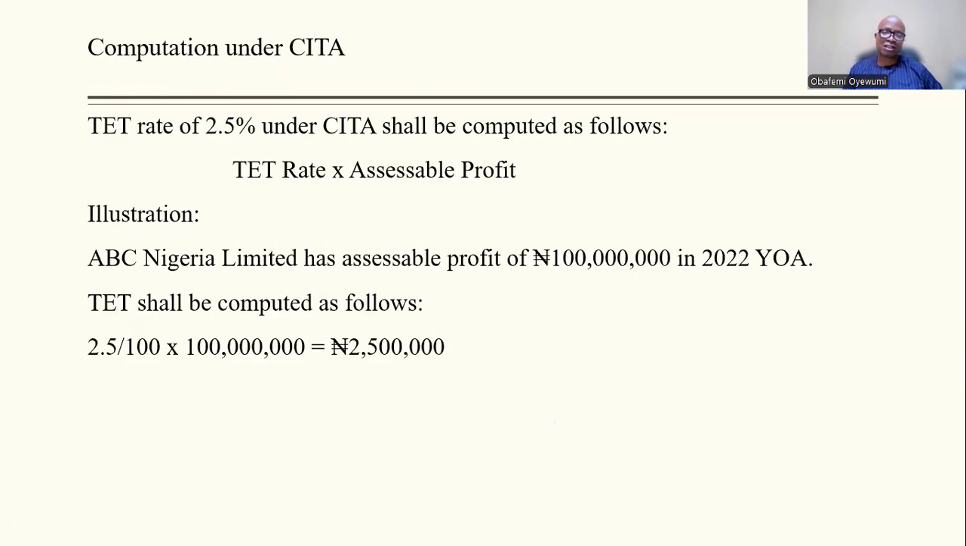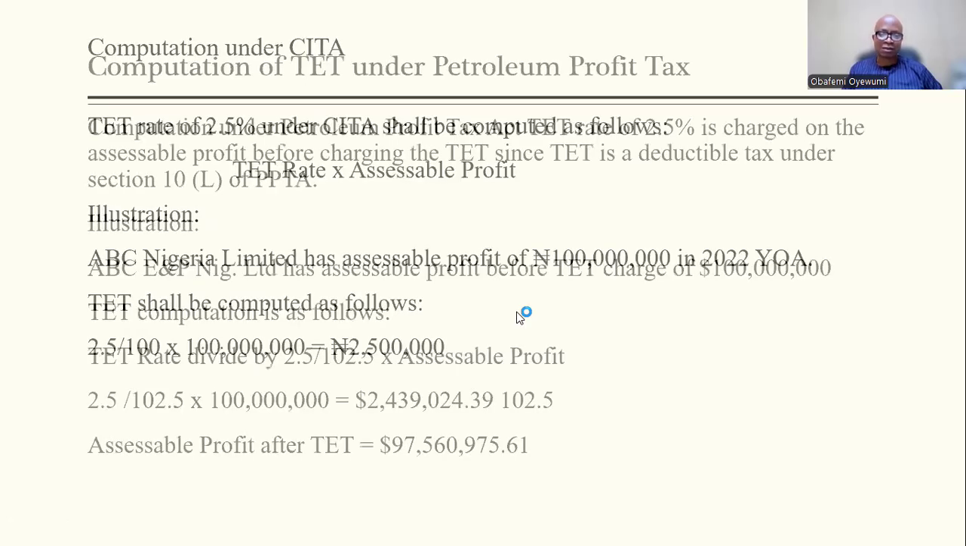Now let's look at one or two examples here. Tax at the rate of 2.5% under the Companies Income Tax Act shall be computed as follows. All you have to know is the specific year you're relating with, and then you apply the rate applicable to that particular year. ABC Nigeria Limited has a profit of 100 million in the 2022 year of assessment. It's simple: 2.5% of 100 million gives you 2.5 million, and that's the amount ABC Nigeria Limited is meant to pay.